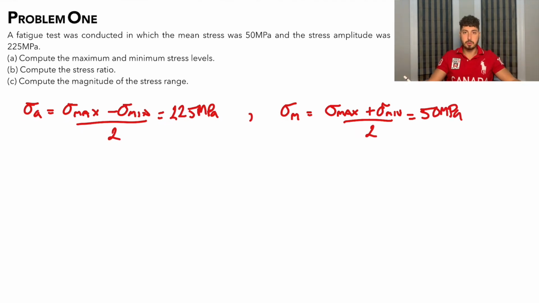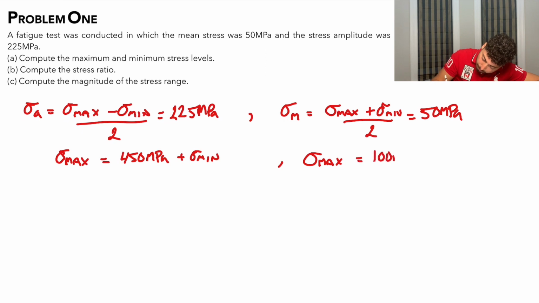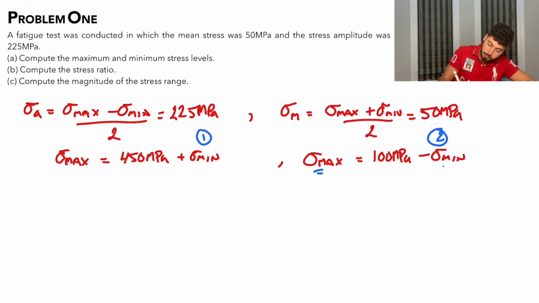Let's further refine these equations and simplify. So we can say that our maximum stress is equal to 450 megapascals plus our minimum stress. And our second equation could be simplified to our maximum stress is equal to 100 megapascals minus our minimum stress. So if we take a step back and look at what we just did, we've just developed a system of equations. We have two equations and two corresponding unknowns, being our maximum and minimum stress. So this will be equation 1, this will be equation 2, and our unknowns will be our maximum and minimum stresses in both.